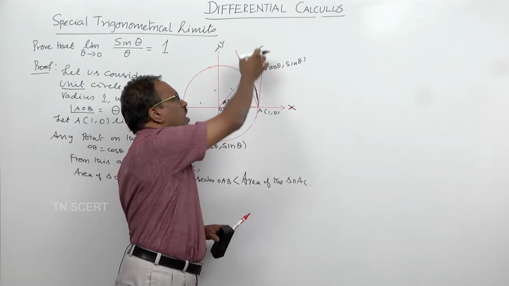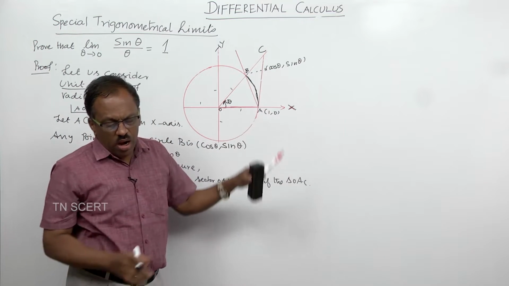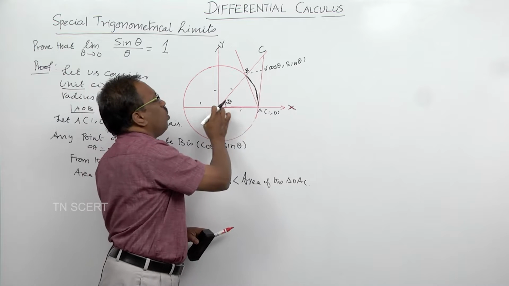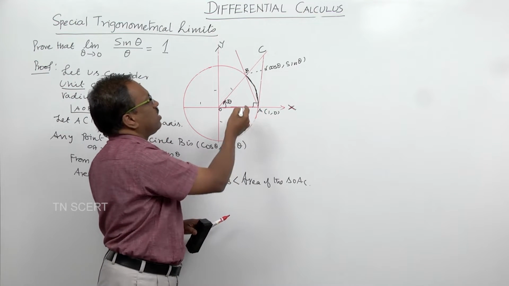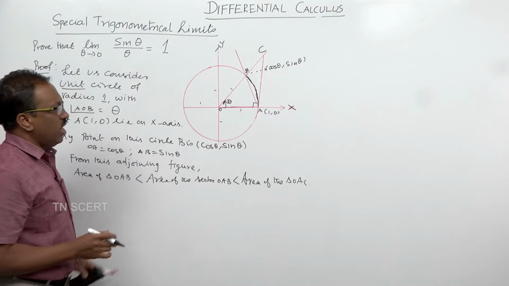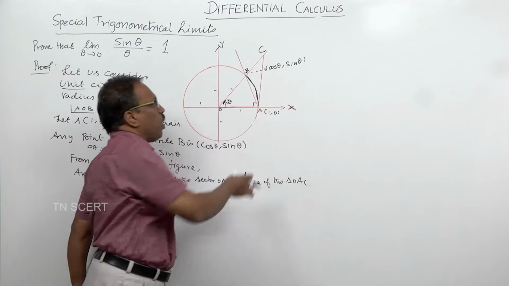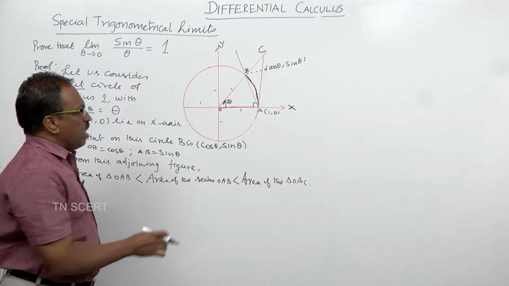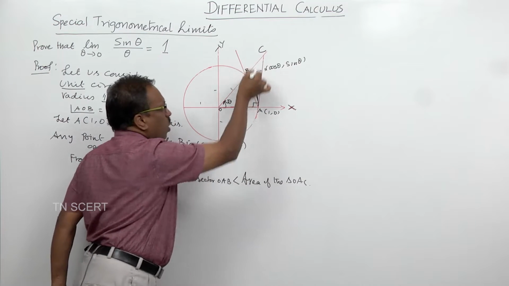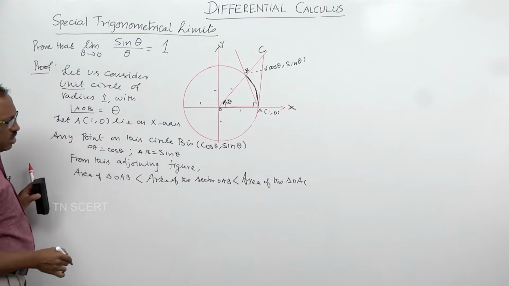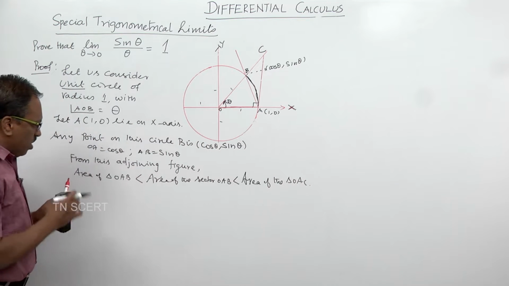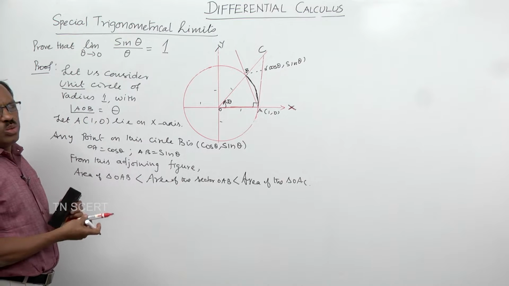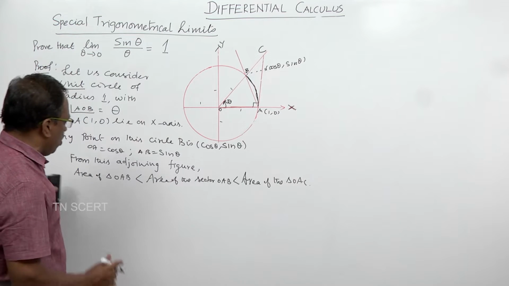I am getting another triangle, that is OAC, which is just like a right angle triangle touching a point here. So that means this is a right angle triangle. So I am getting one more triangle here, the triangle OAC. I wish to calculate each part now. What is the area of the triangle OAB?